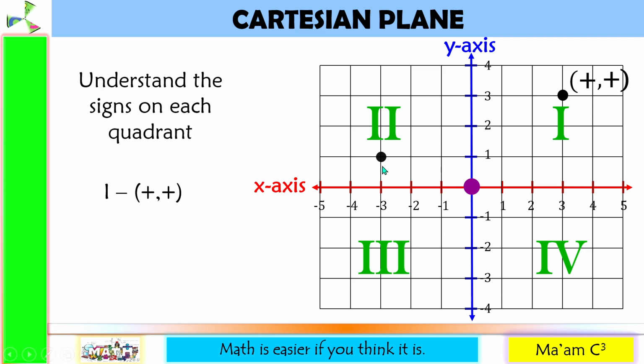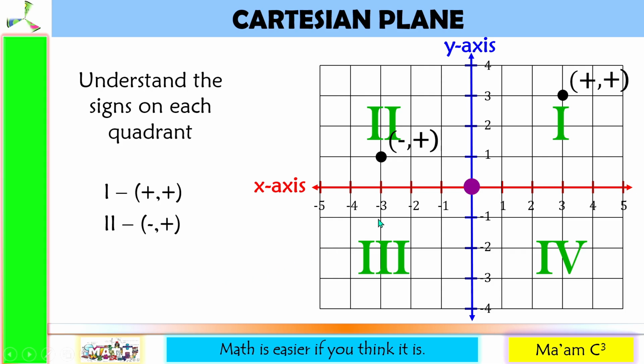Let's take, for example, this point. This is on quadrant 2. Again, you'll start at the origin. To go to this point, you have to go to the left. Since you go to the left, x is negative. And then from here, you go up, then y is positive. So on quadrant 2, the signs are negative, positive.